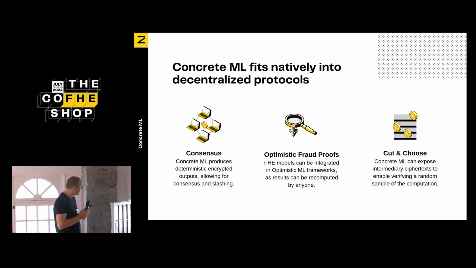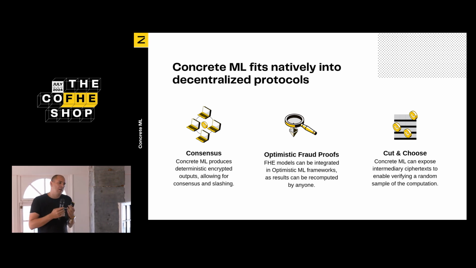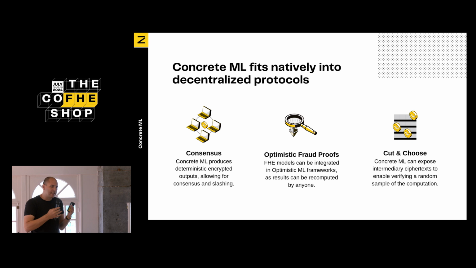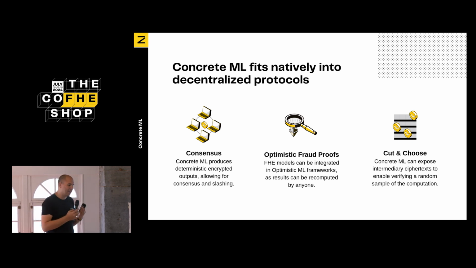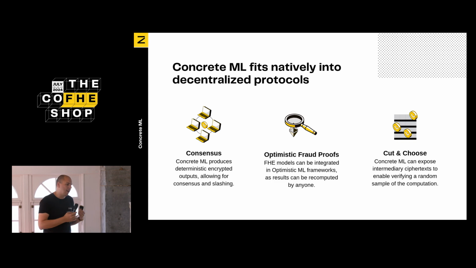So luckily, to do this verification, we can rely on systems and protocols that already exist on the blockchain. For example, consensus. With Concrete ML, we are processing ciphertext, and the resulting ciphertexts are deterministic, so we can perform computations multiple times, in a classical consensus approach, and then we can do some majority voting to identify if the computations were performed correctly.